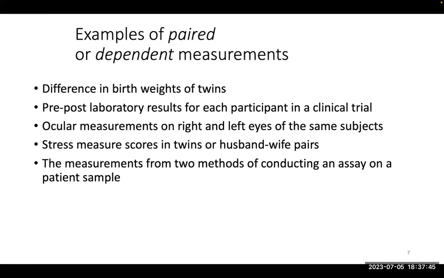So there are examples of paired and dependent measurements, but I think it's quite logical, right? Everything that has a time point and moves forward along a certain time trajectory is basically paired, if it's the same individual. If it's different individuals, then it's an independent sample t-test.